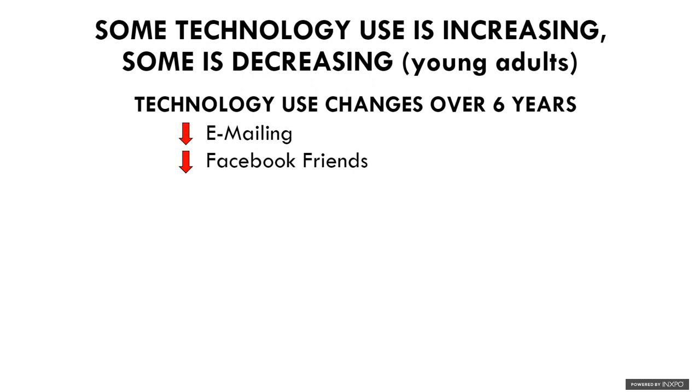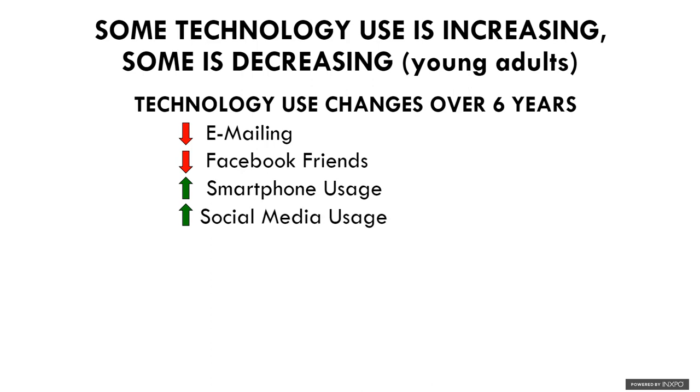Second, the number of Facebook friends have been decreasing. Interestingly enough, people who flocked to Facebook in the beginning now seem to be backing off a bit. They're not getting off of Facebook, but they're reducing the numbers of friends, and they're also reducing the amount of time they spend there. Smartphone usage is increasing, and I'm going to give you some statistics on that, some that might surprise you.